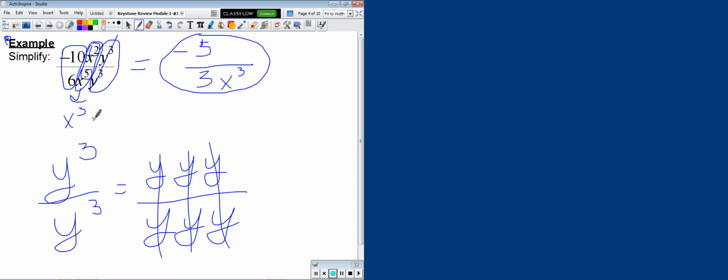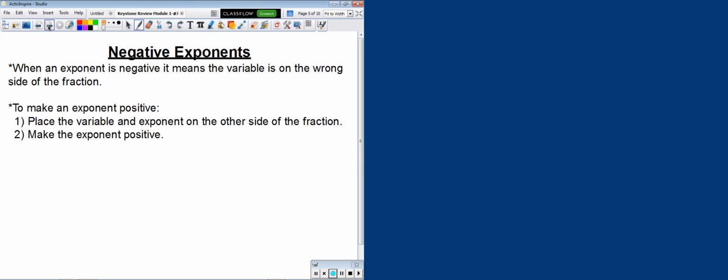So that's just some different things that we do involving division with exponents. The other thing we're going to look at here involving division has to do with negative exponents. So just note here, when an exponent is negative, it means that the variable is on the wrong side of the fraction. A variable and an exponent can only be on either the top or the bottom.